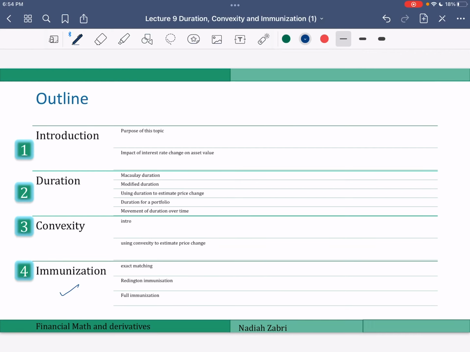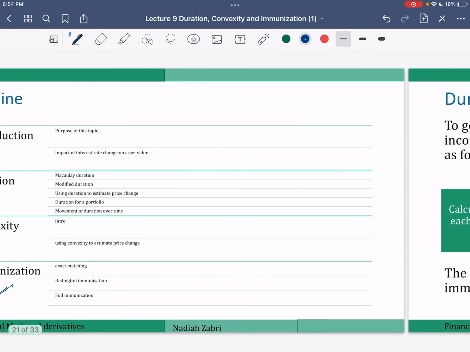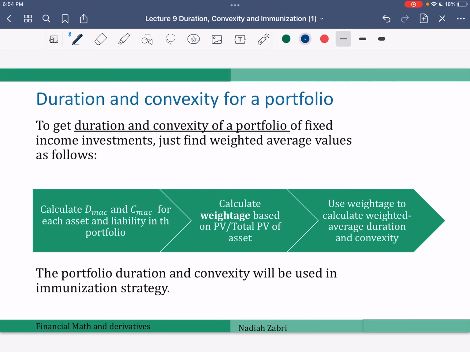Hi all, moving on to the next part, which is on immunization. I need to highlight that up to now in our exercises on duration and convexity, we have been applying them to approximate the percentage change of a single asset. Why would we want to do that? Calculating convexity and duration is not easier than simply computing the new price and then deriving the percentage of change. Actually, the true value of convexity and duration is when we want to evaluate the impact of a change of yield on a portfolio of assets, not a single asset.